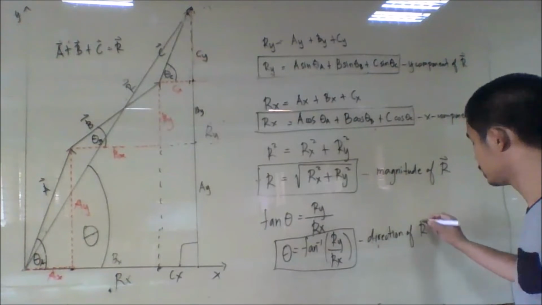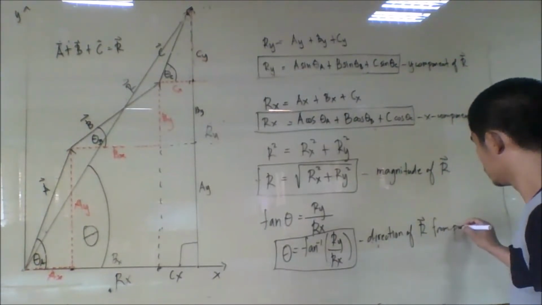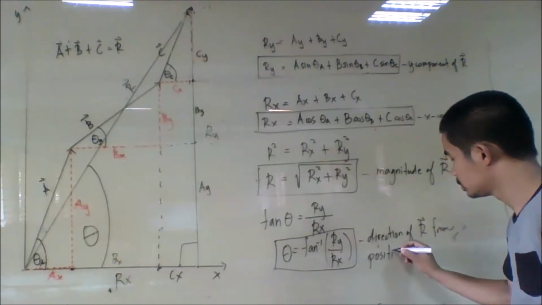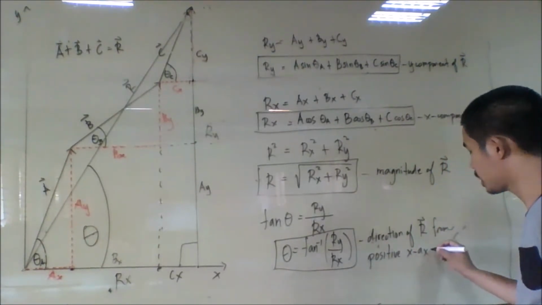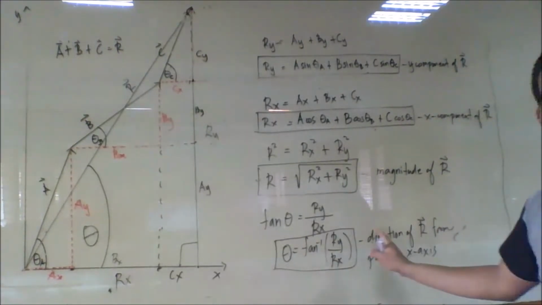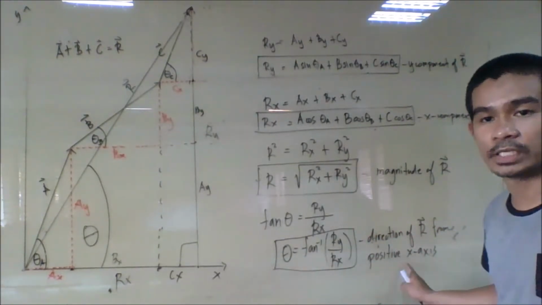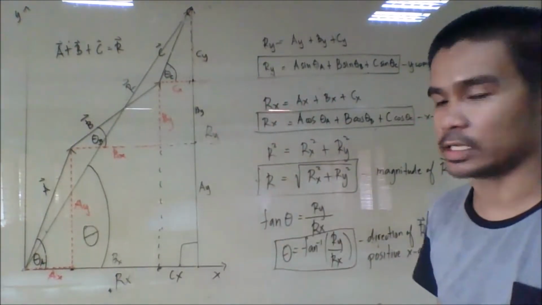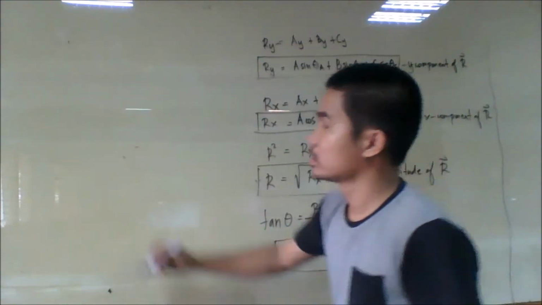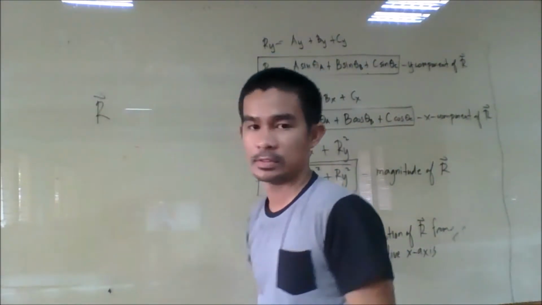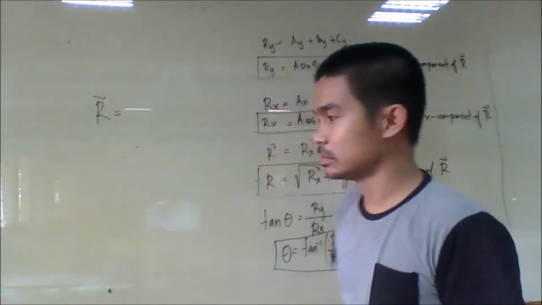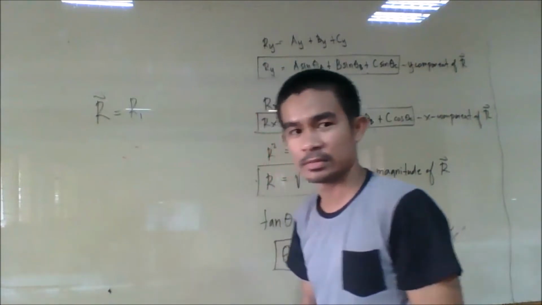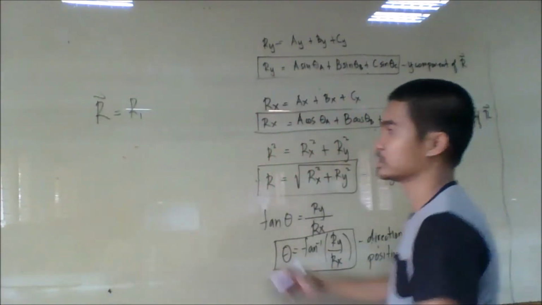The direction of vector r from positive x axis, in the counterclockwise direction. So vector r is equal to the magnitude, which is r, comma, direction theta.